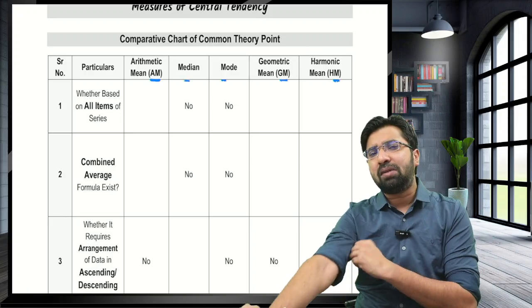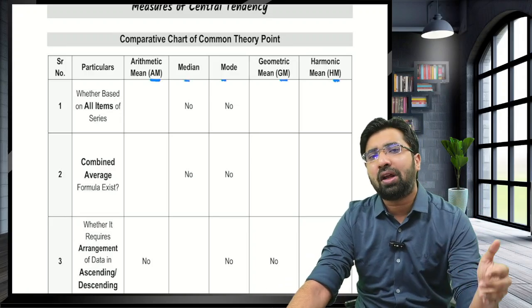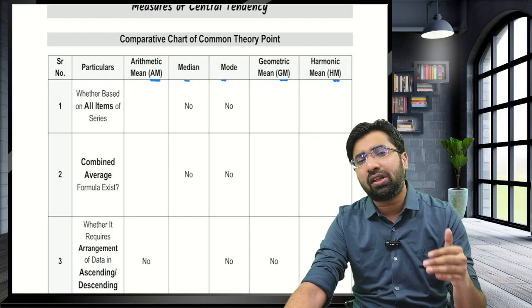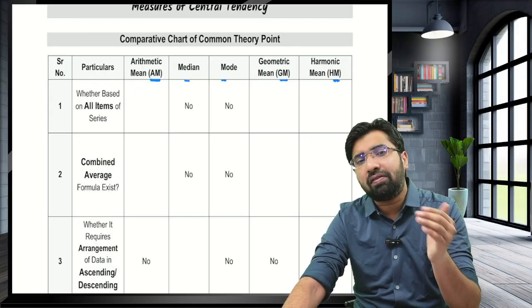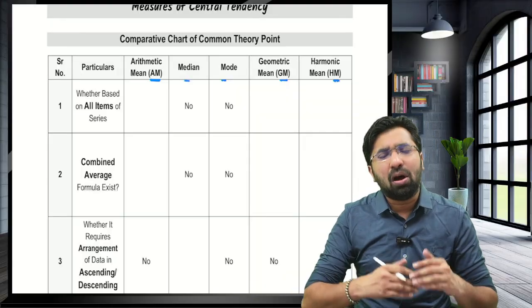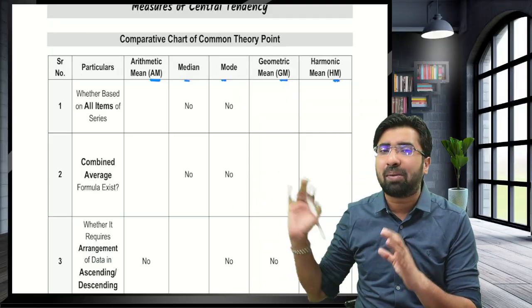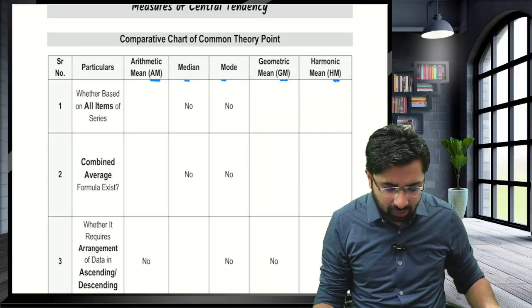Guys, 99% of the theory which is applicable for arithmetic mean, we are not going for the theory of the arithmetic mean only. We are discussing the theory of the mean. So, guys, whatever theory is applicable for AM, out of that 99% is applicable for the GM and HM. So, guys, now let's start.